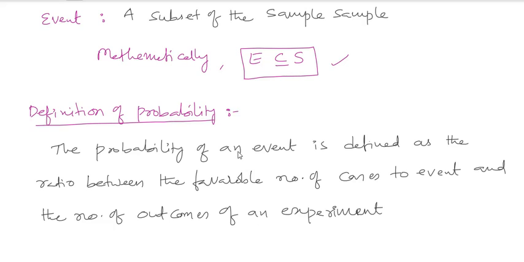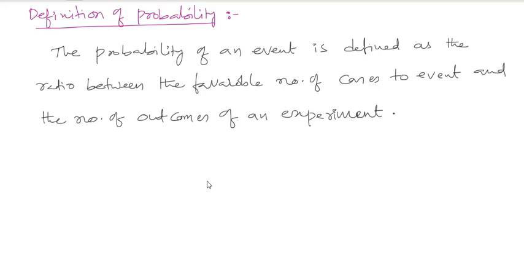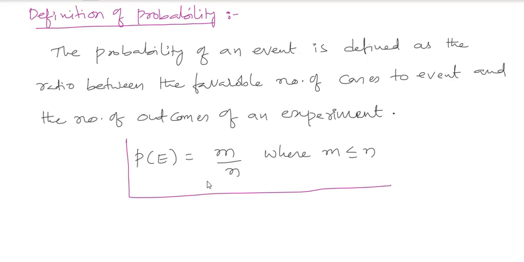So that is called the probability. It is the ratio of the number of favorable cases to the total number of outcomes. The total number of outcomes means the sample space. You can represent it as the probability of an event equals M divided by N, where M is the number of favorable cases and N is the total number of outcomes, where M is less than or equal to N. This is the definition of probability.